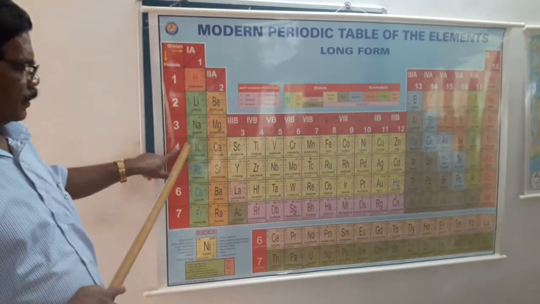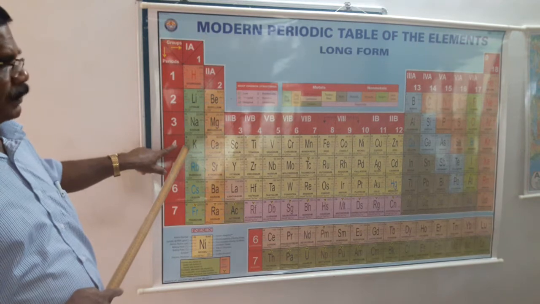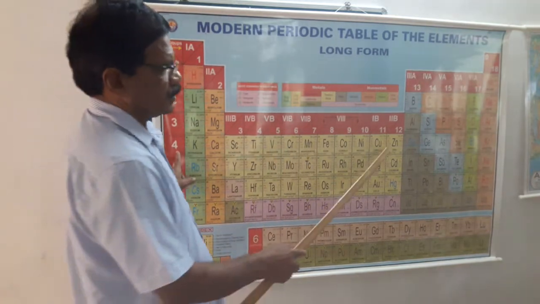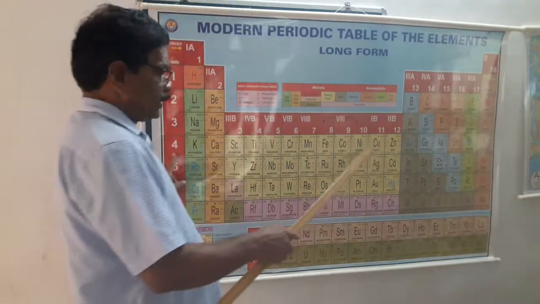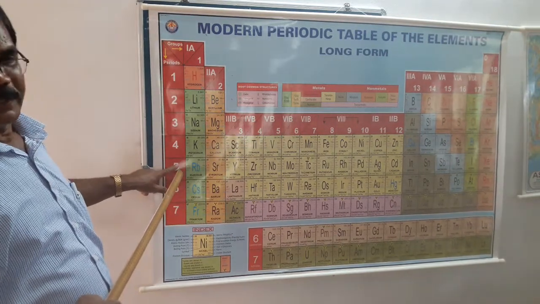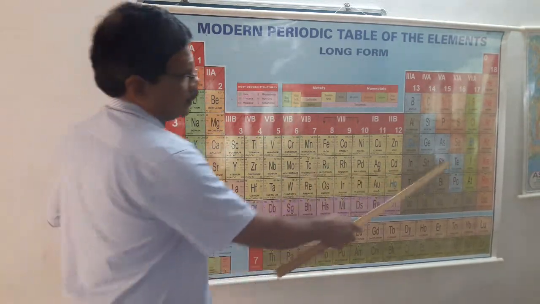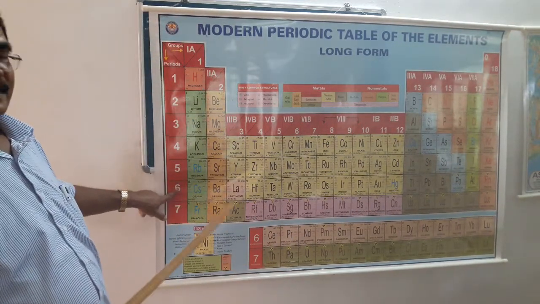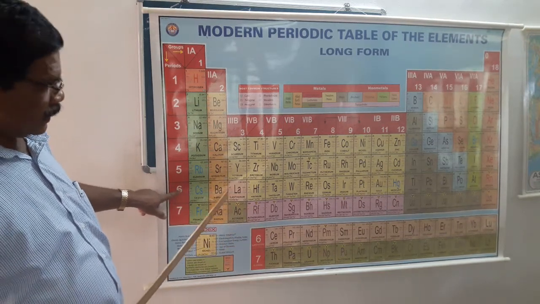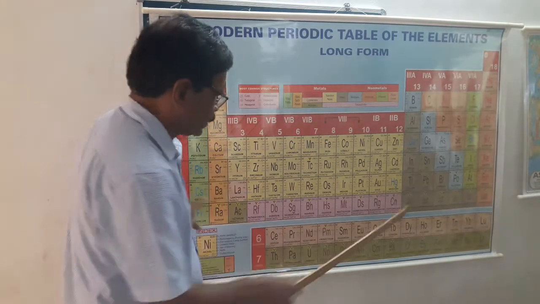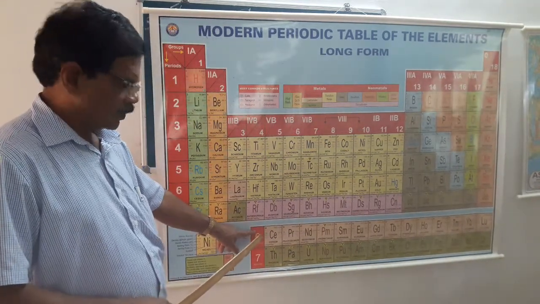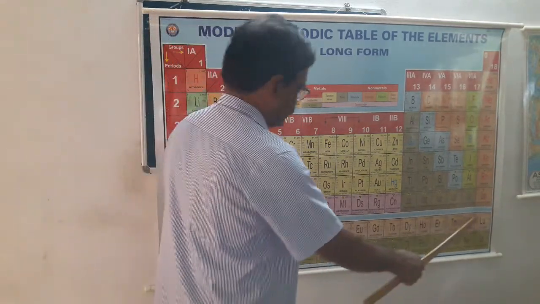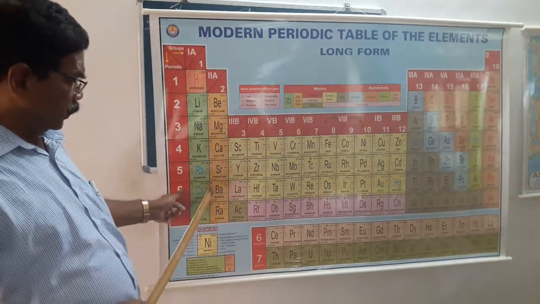Then came the fourth period. How many elements are there? 18 elements. The fifth period also has 18 elements. The sixth period, in addition to these 18 elements, has 14 more elements here also. So in the sixth period, there are 32 elements.